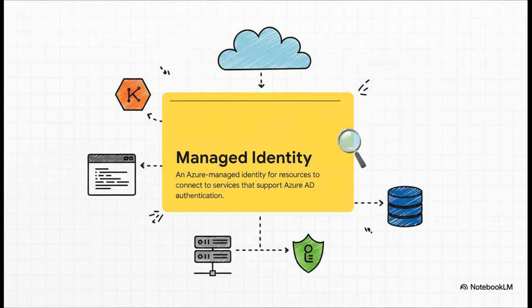And the solution is really slick. It's called a managed identity. The best way to think about it is like giving your entire AKS cluster its own corporate ID badge. Azure manages this identity for you, and you just grant that badge the specific permissions it needs, like you're allowed to read from this container registry. No passwords, no manual secrets to worry about. It's clean and super secure.